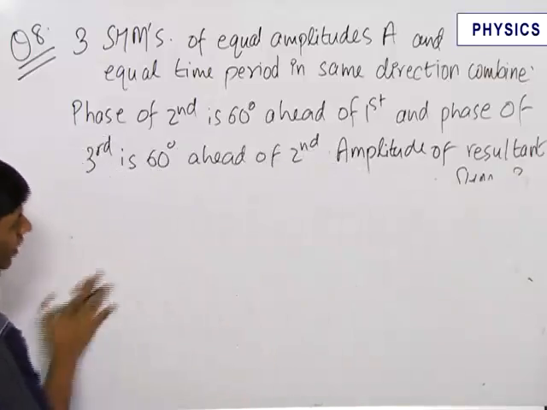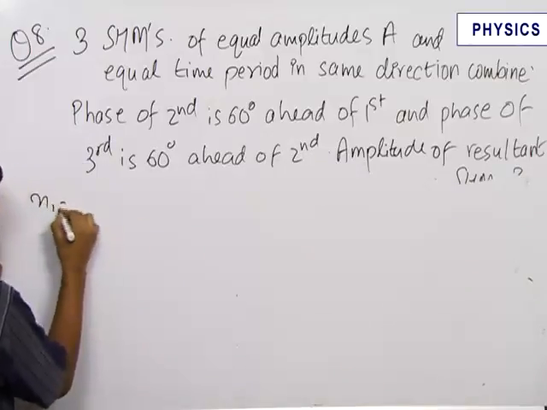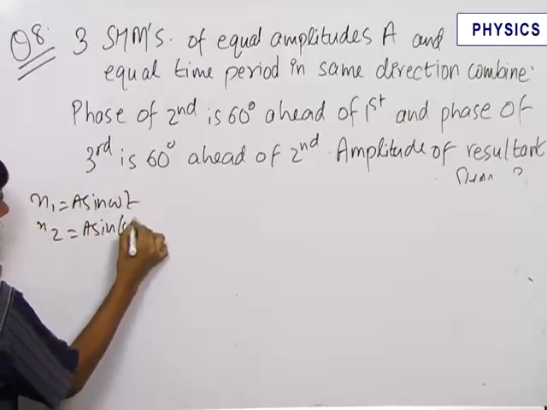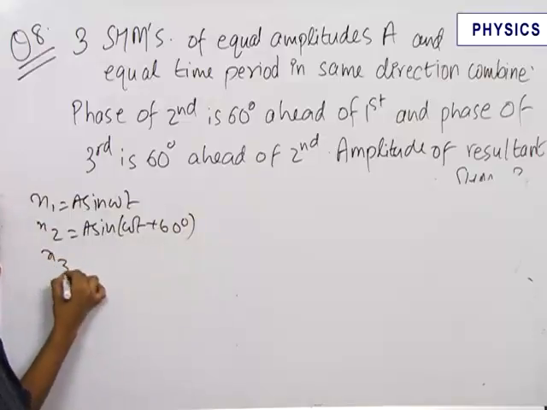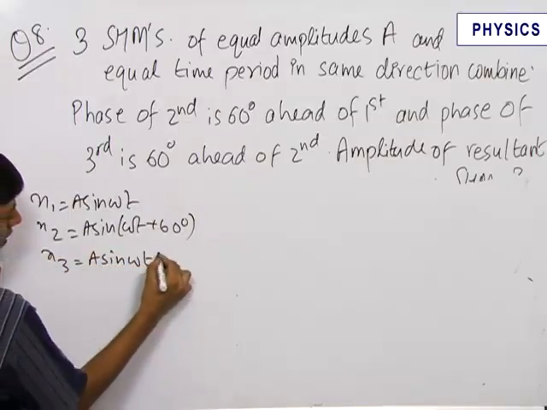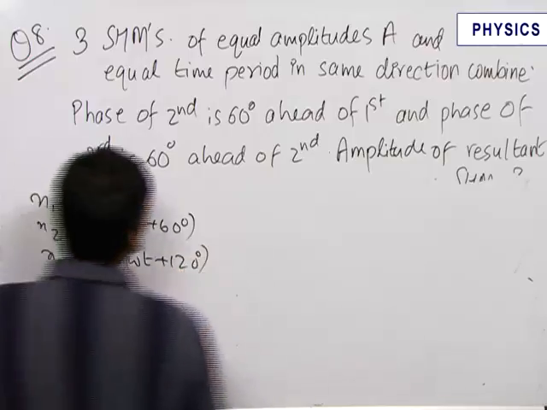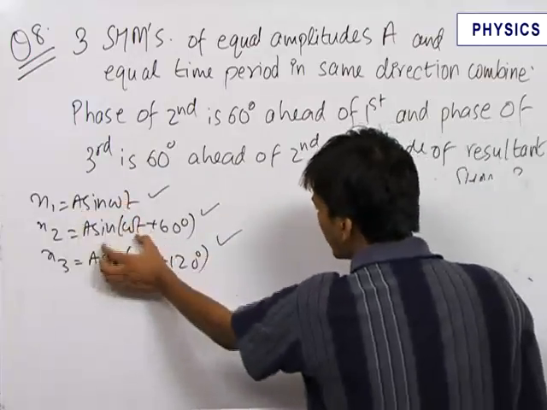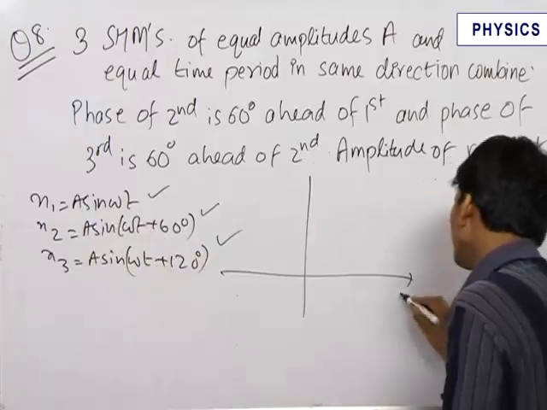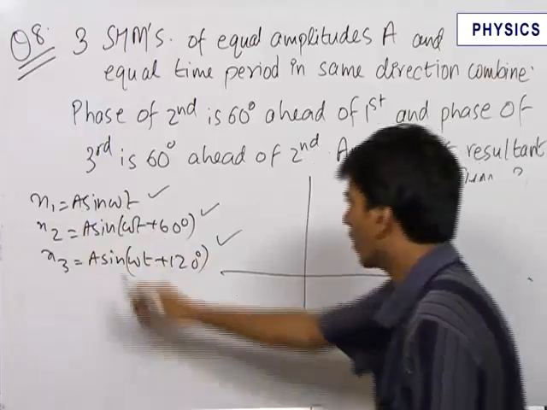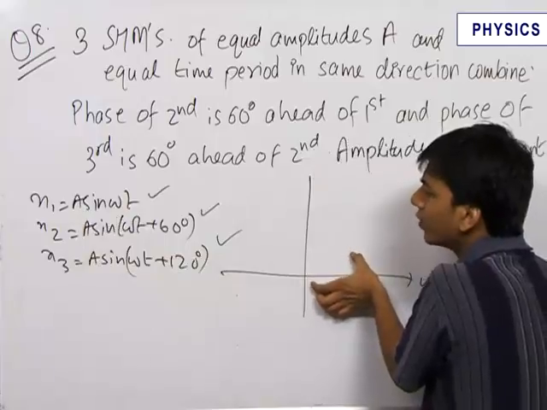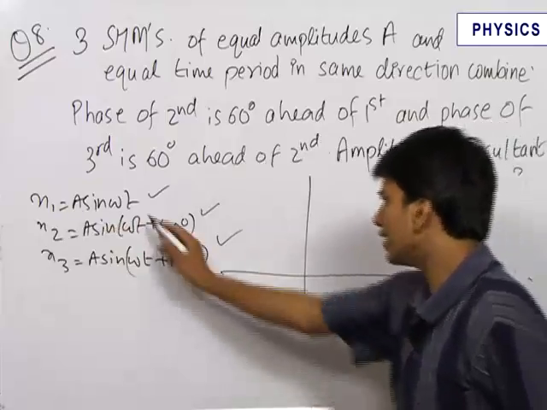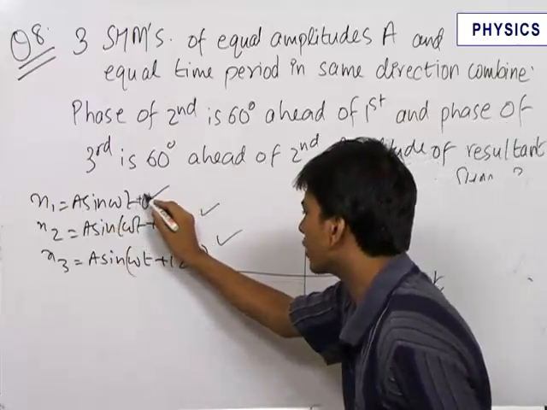Whenever you need to add SHMs in the same direction, x1 is equal to a sin omega t, x2 is equal to a sin(omega t plus 60 degrees), and x3 is equal to a sin(omega t plus 120 degrees). You draw the phasor diagram for each of these three, assuming these three to be vectors. I'll tell you how to draw them. This is the line of omega t. The length of the vector will be proportional to the magnitude of the SHM over here, and the phase angle can be written as omega t plus 0 degrees.